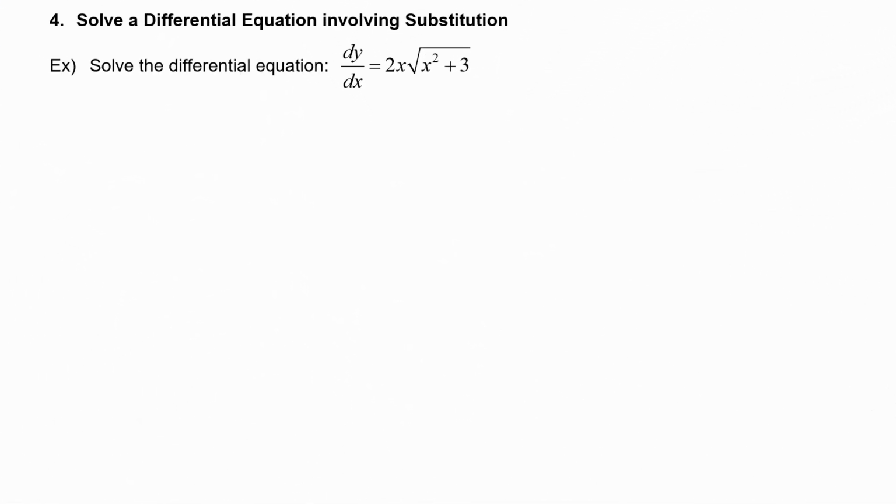Here we will solve a differential equation involving substitution. In this example, we have to solve the differential equation dy dx is equal to 2x times the square root of the quantity x squared plus 3. Now we can write this in differential form, so we would have dy is equal to 2x times the square root of x squared plus 3 dx.